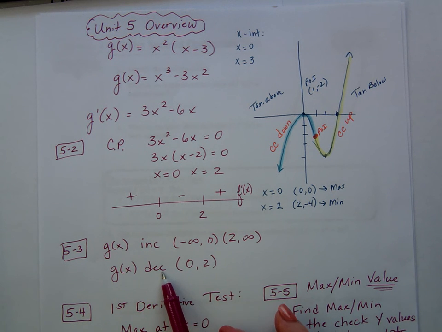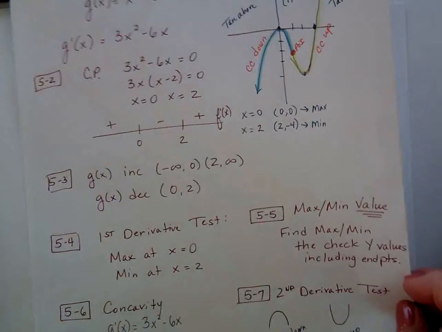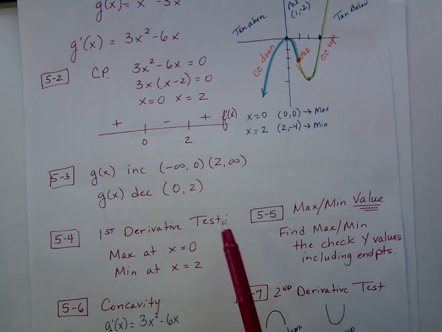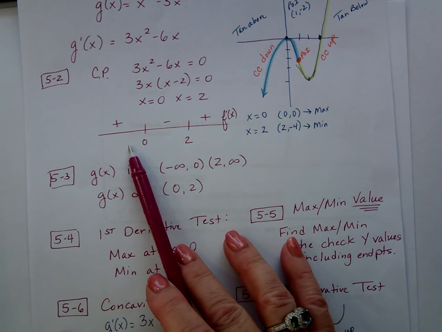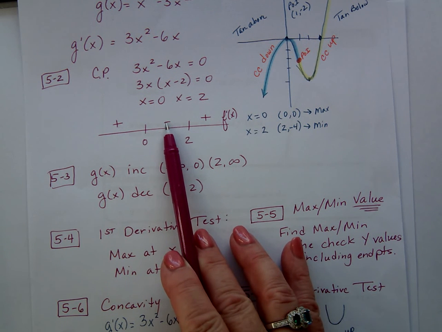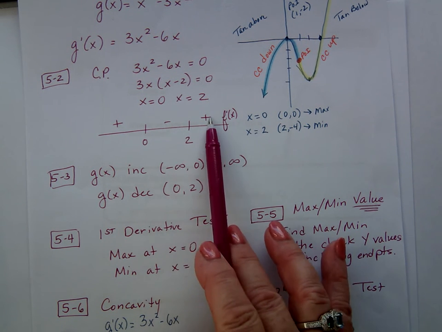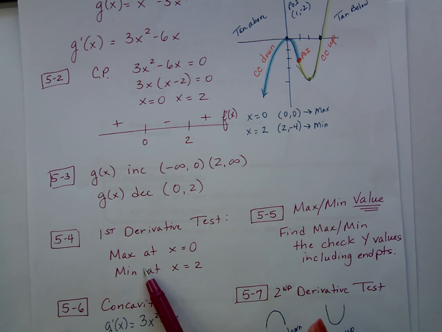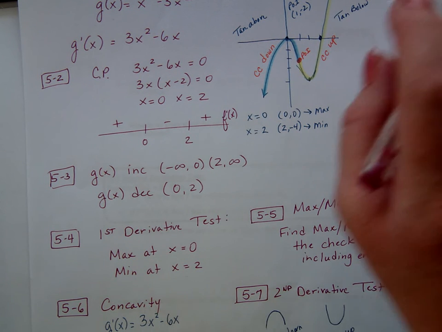That was section 5.3. Section 5.4 was, okay, well, from that, determine where you have maximums and minimums. Well, a maximum happens when it's going to increase and then decrease, and a minimum happens when it's decreasing and then increasing. So that was section 5.4. Take your sign chart, determine where you've got maximums and minimums.